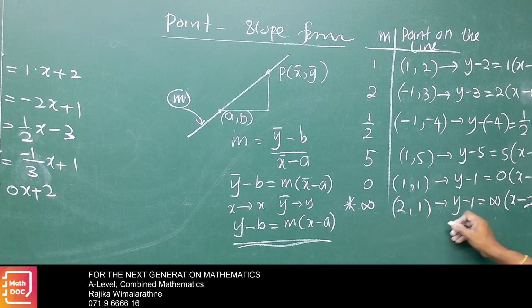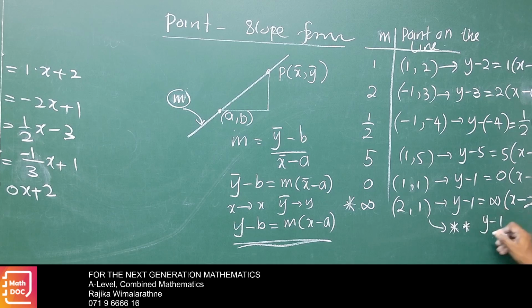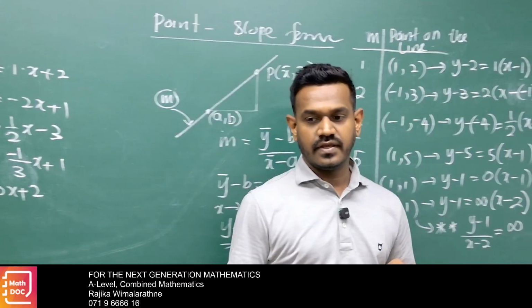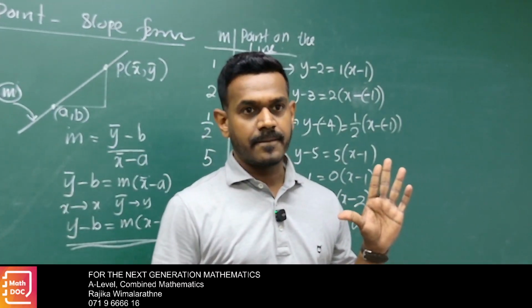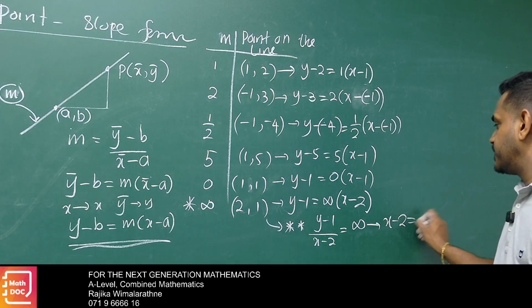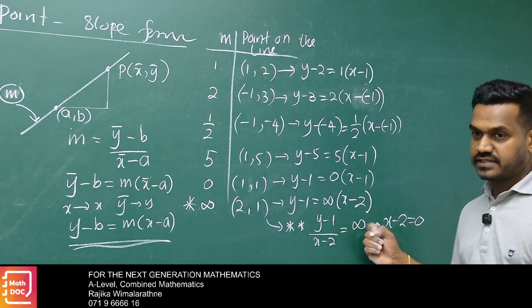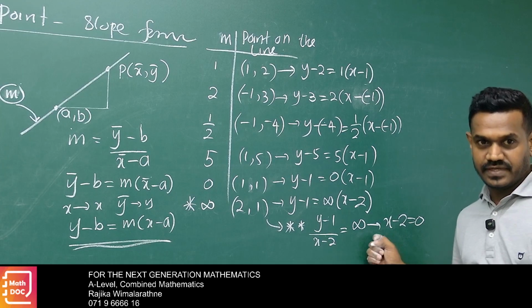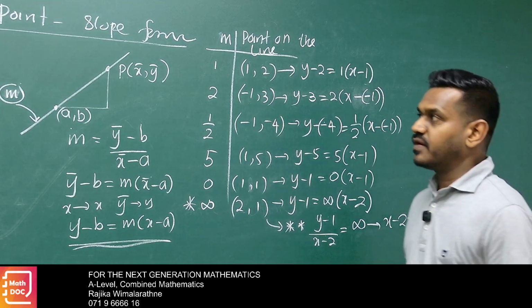But here is somewhat special. You had better write (y minus 1) over (x minus 2) equals infinity. Then we get infinity when x minus 2 equals 0. When the denominator is 0 the result will be infinity. Then x minus 2 equals 0 will be the equation. Okay, do it.